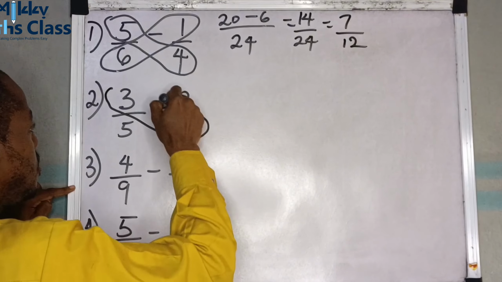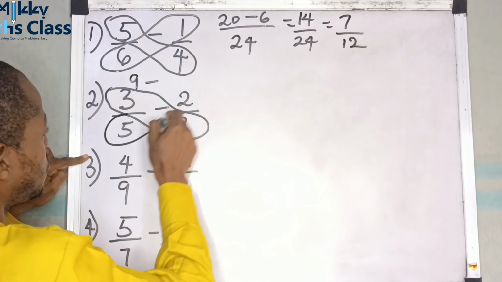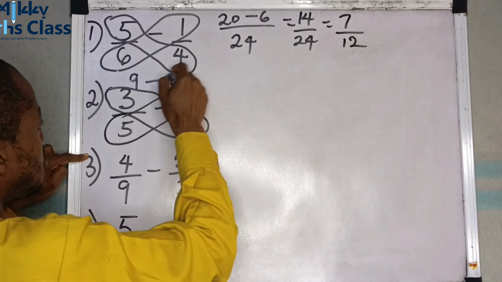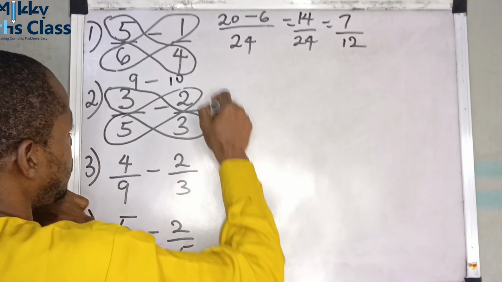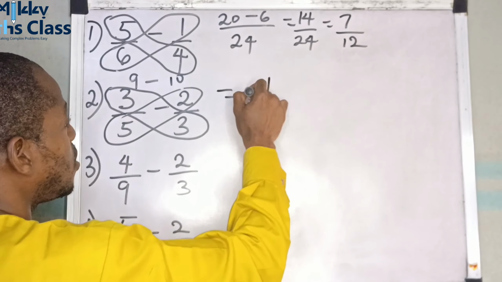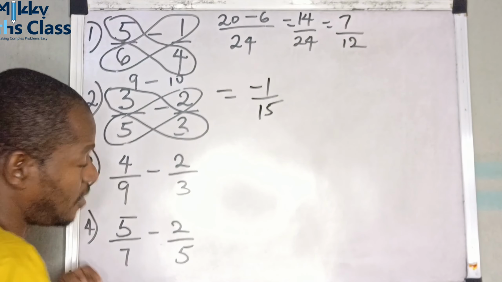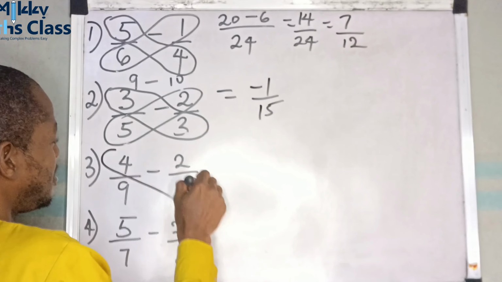We'll go again. 3 times 3, you have 9 minus, look at this, 5 times 2, that's 10. 9 minus 10, that's negative 1. Negative 1 over 5 times 3, 15. That's all. We'll go again.